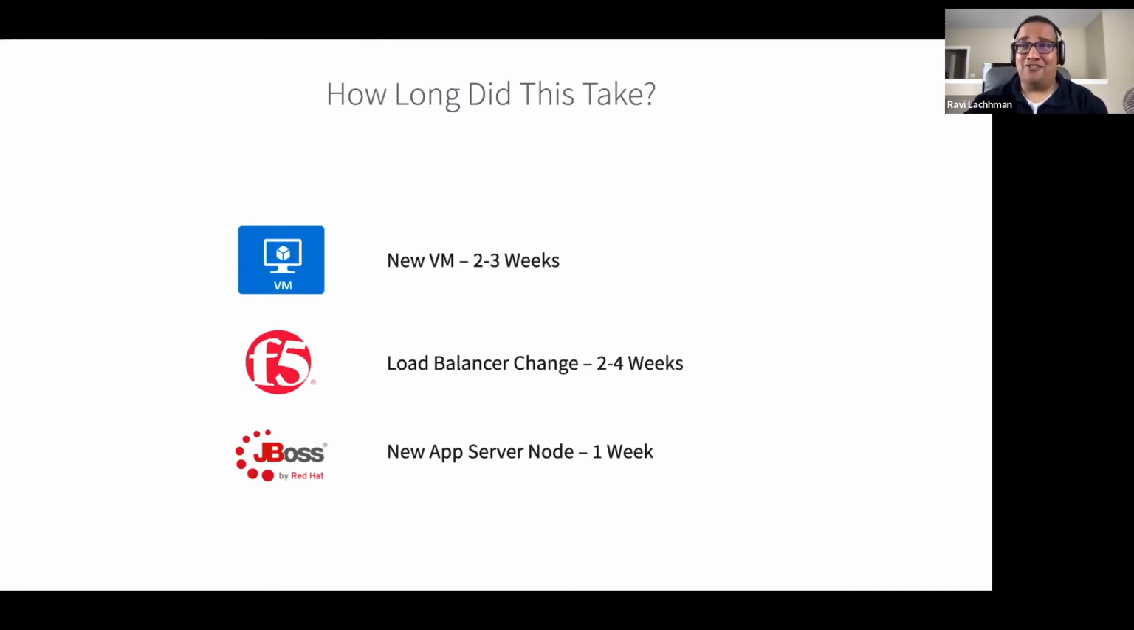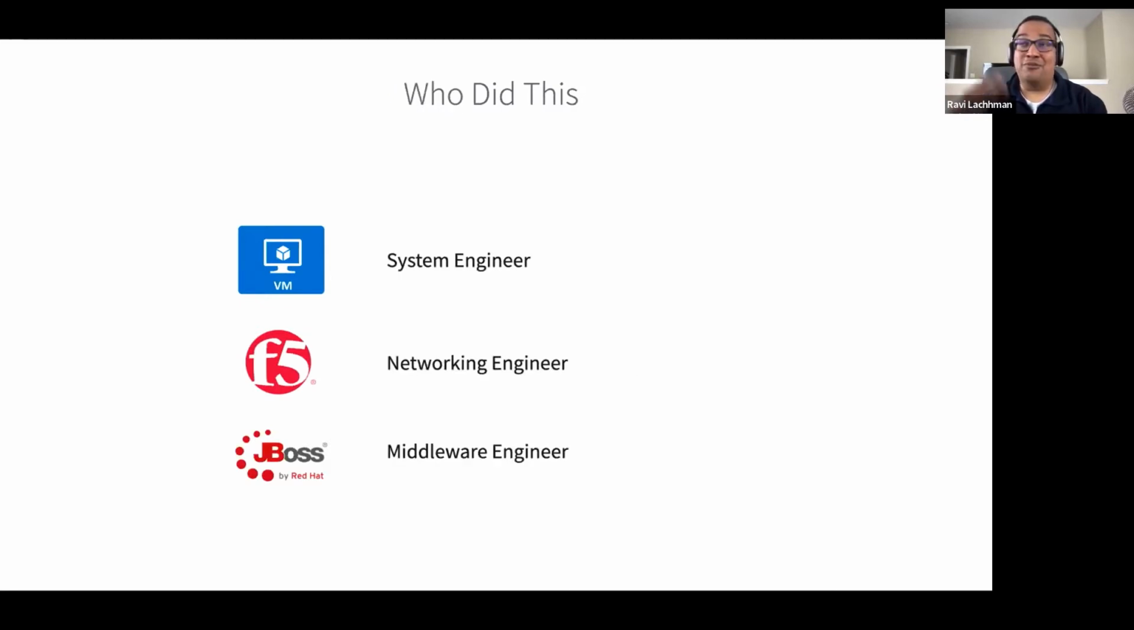You really had to orchestrate your changes. This is going back to when we were deploying every quarter, every six months or so. And these types of changes took a long lead time. And there were 3 separate people who did it, right? So the system engineer provisioned the VM. We had to go beg a network engineer to make an F5 change. And the middleware engineer would do everything in between, like provisioning your node or JBoss.